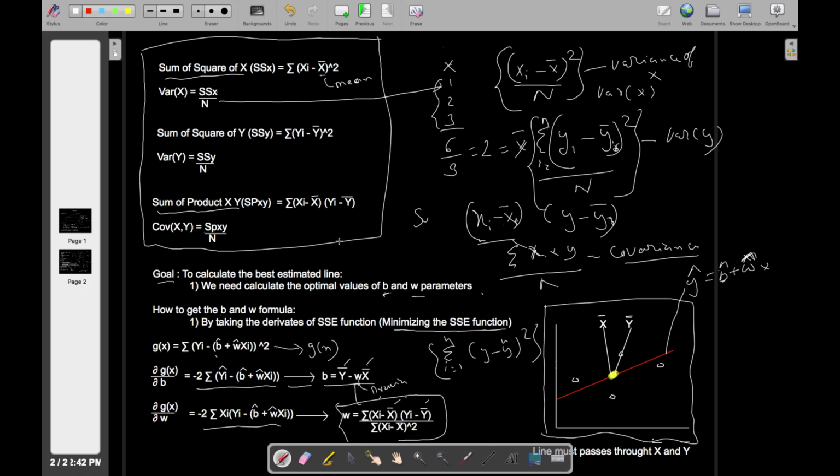As I explained earlier, about this terminology, if you see the first part, this is also called Sxy, this one. And this denominator, the sum of x i minus x bar squared, is also called SSx, right? So you can also represent this as the sum of products of x and y divided by SSx.